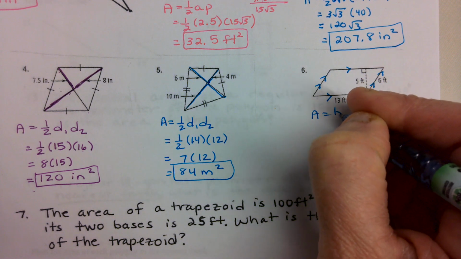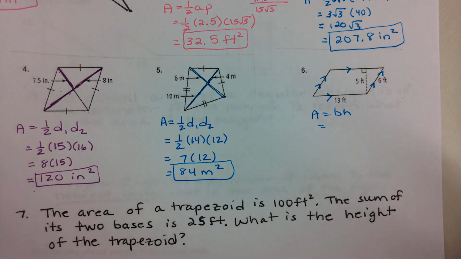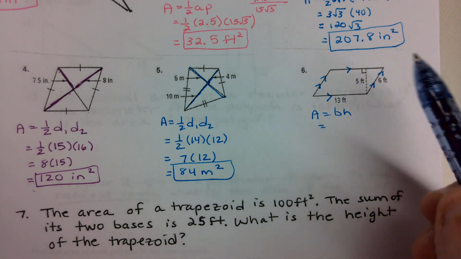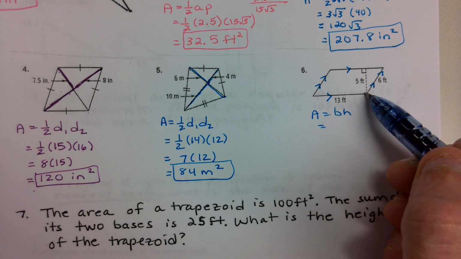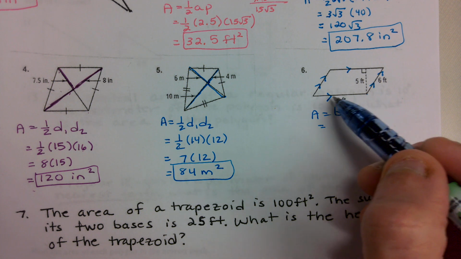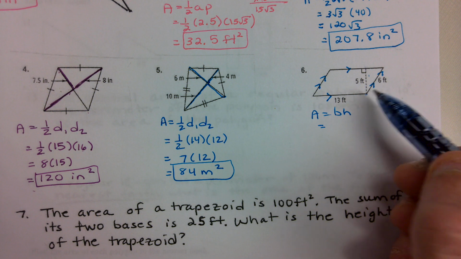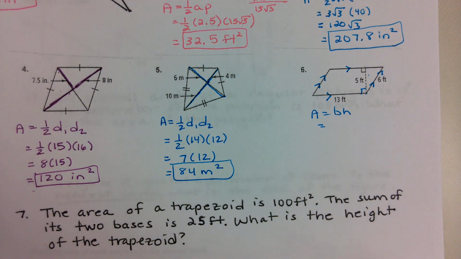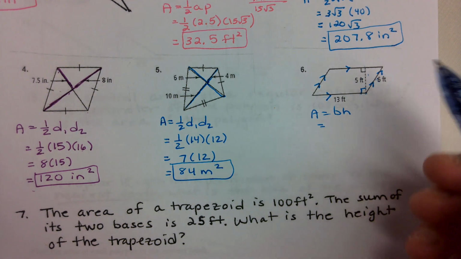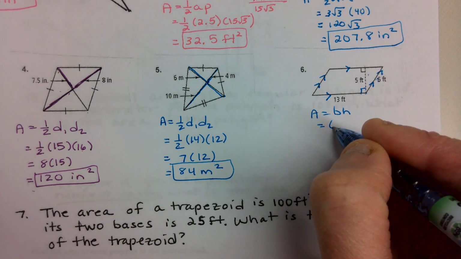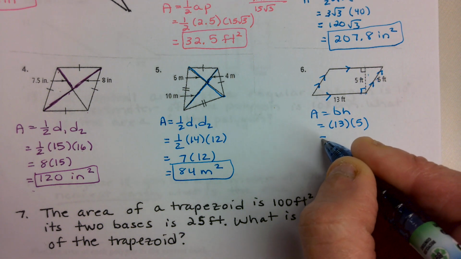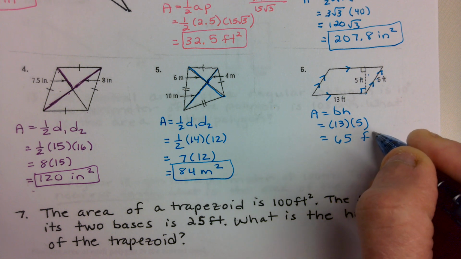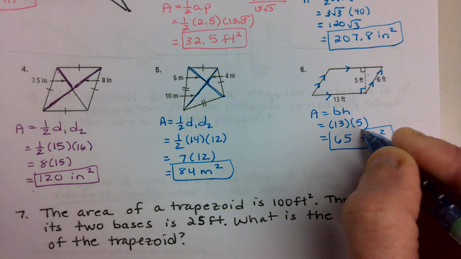Area of a parallelogram is base times height. The base is a side, the height is perpendicular to it. So even though I have two sides here, only one of these two is perpendicular to this. And it's this one right here. Okay, these are not perpendicular. So my base is 13, my height is 5, and 13 times 5 is 65 feet squared.